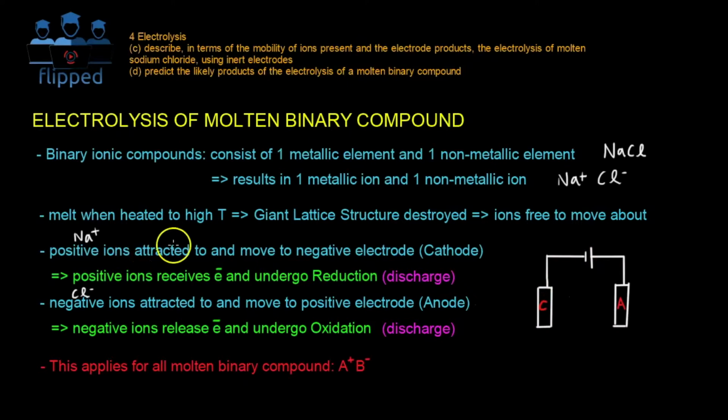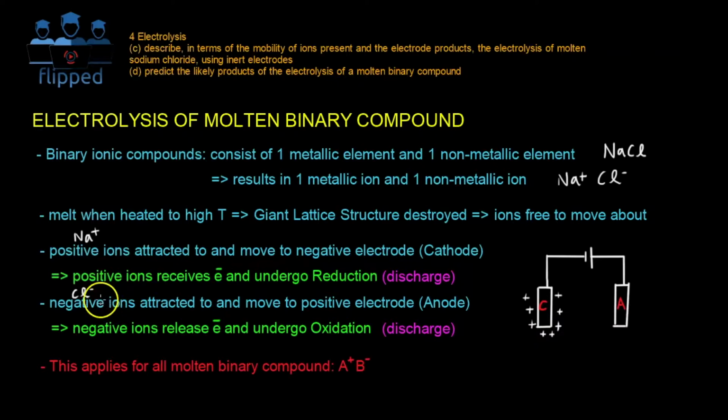Okay, so the positive ions will actually all cluster here. All the Na+ will all want to come here because they are positive charge in nature and the cathode is negatively charged. So opposite charge attracts. Okay, and the positive ions, upon reaching here, they receive the electrons from cathode, and they undergo reduction, which is a discharge process. We'll learn about this reduction and oxidation later.